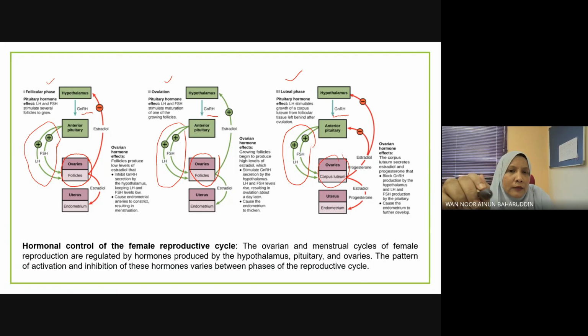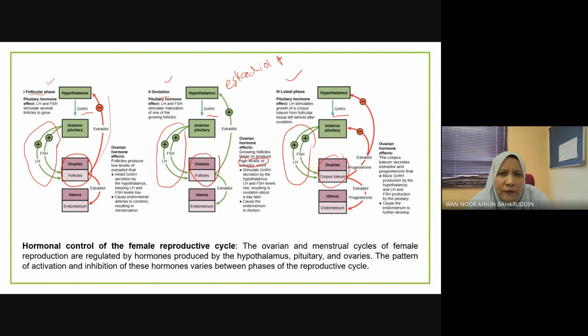Okay, then for the follicular phase, the follicle will produce a low level of estradiol that will inhibit GnRH to stop the production. Okay, for the ovary during the ovulation phase, it will begin to produce high levels of estradiol. What are the differences between follicular and ovulation? The amount of estradiol is higher. Estradiol in ovulation is higher than in the follicular phase.